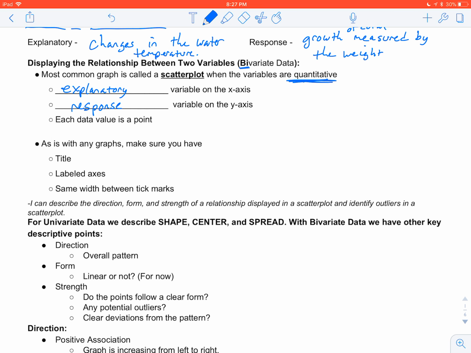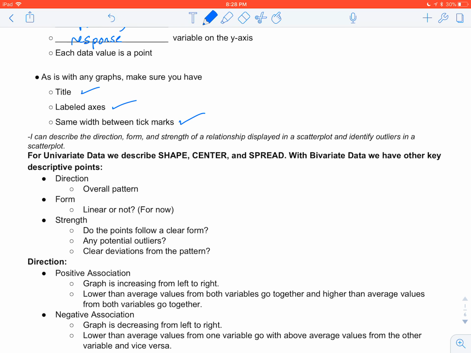Each data value is a point. So between your bivariate data, if you look at that point, it represents two numbers, one on the x and one on the y. As is with any graphs, make sure you have a title, labeled axes, and the same width between tick marks. All very important things with any graph. Title, obviously telling your audience what you're measuring. Label axes, what's the unit that you're using, and then same width between tick marks. If you didn't have this, it would be very difficult to ascertain what the direction, form, and strength of scatter plots are. So these are three standards you've got to go through when you make your scatter plots.